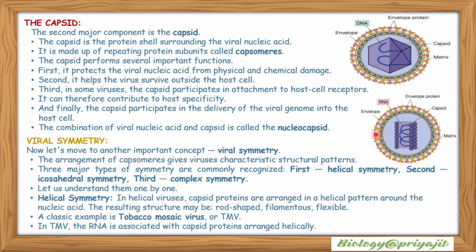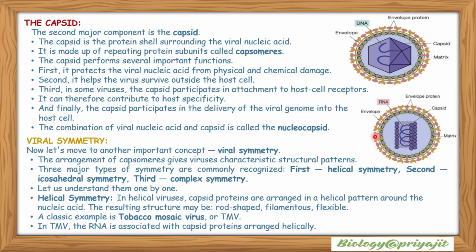Viral symmetry. Now let's move to another important concept, viral symmetry. The arrangement of capsomeres gives rise to characteristic structural patterns in viruses. Three major types of symmetry are commonly recognized. First, helical symmetry. Second, icosahedral symmetry. Third, complex symmetry. Let us understand the symmetries one by one.